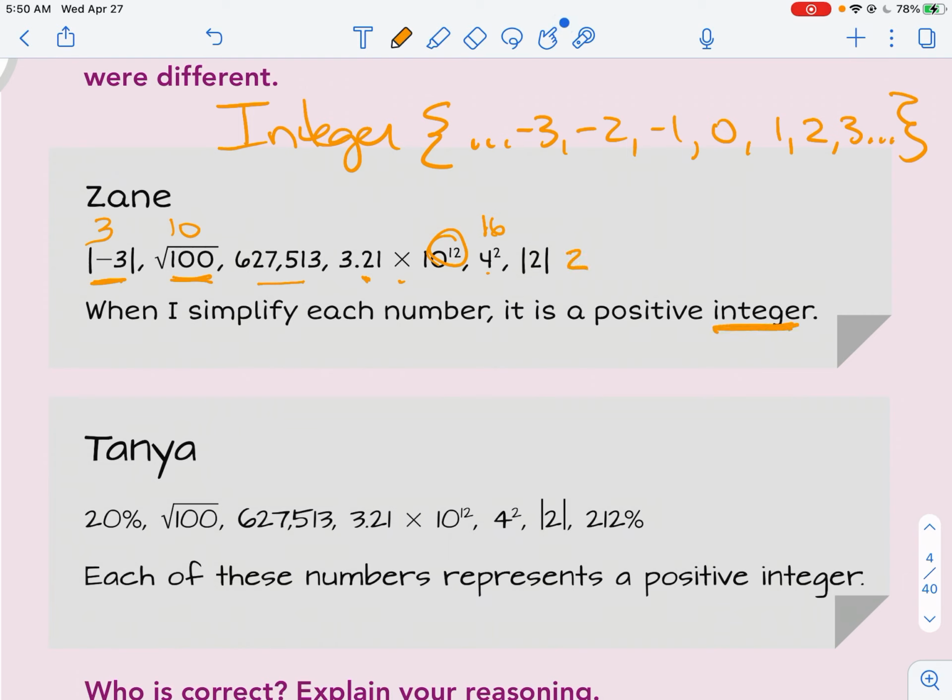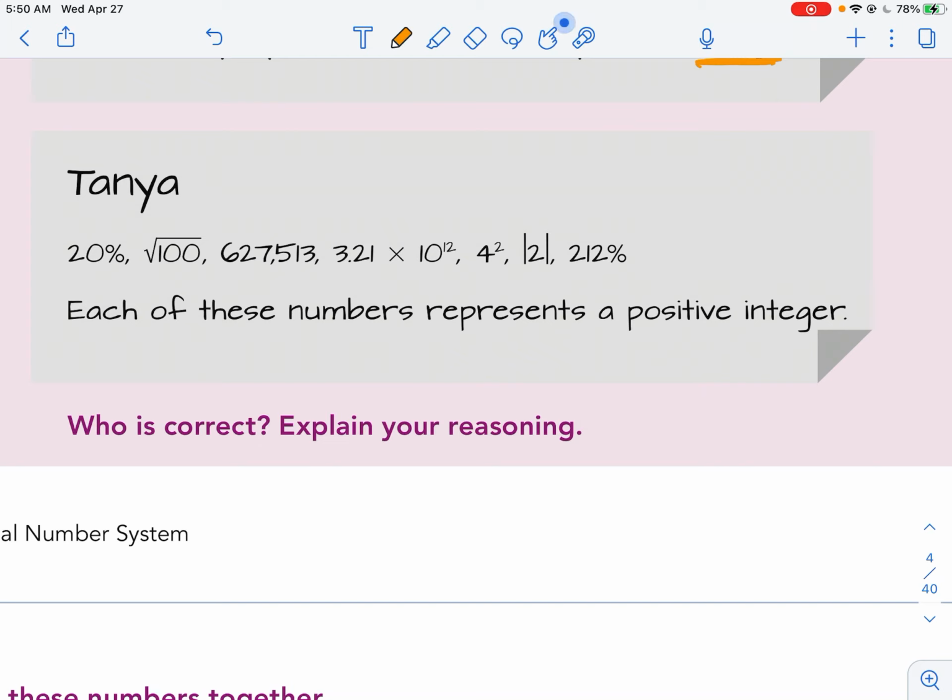Now let's look at Tanya. Tanya is 20%. Well, it's positive, but remember you have to move the decimal over. That's 0.20. That is not an integer. A decimal and a fraction cannot be an integer. So Tanya is incorrect. Zane is correct.